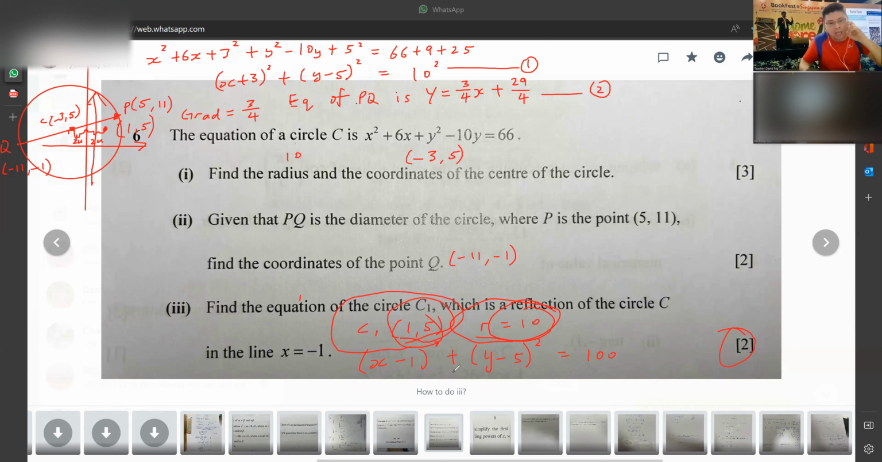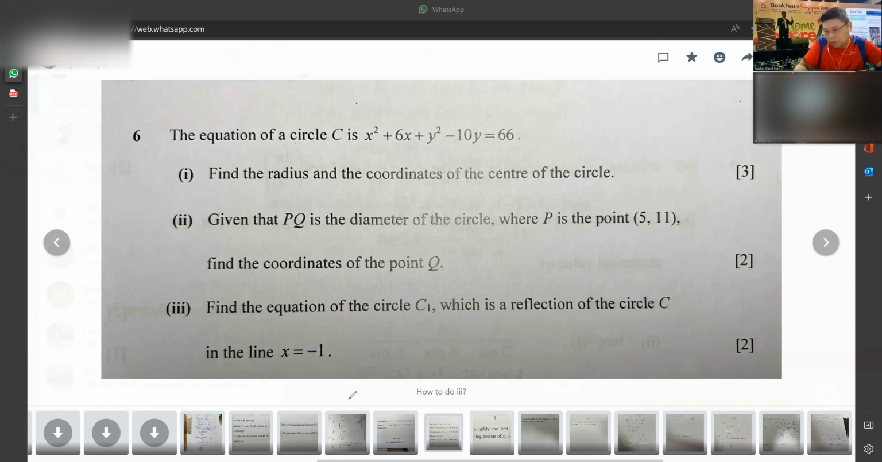They asked for an equation. They didn't ask for general or standard, right? So you can leave it in standard form. Okay? It's all okay? If the question said write down, you just write down, no need to explain anything. But if they ask you to find, you explain a bit. Two marks: 1 mark for the correct answer, 1 mark for how you get the answer.